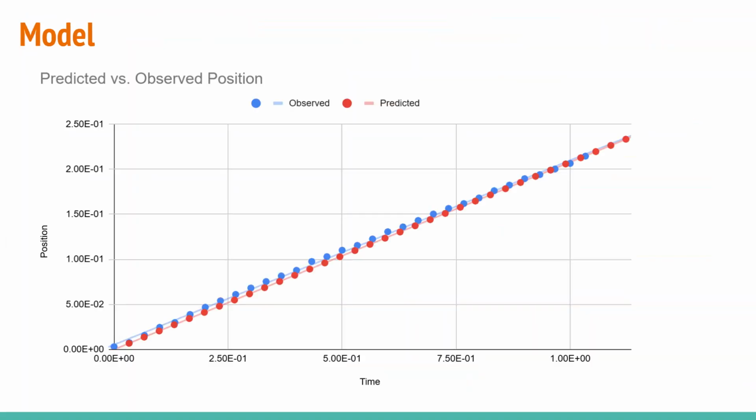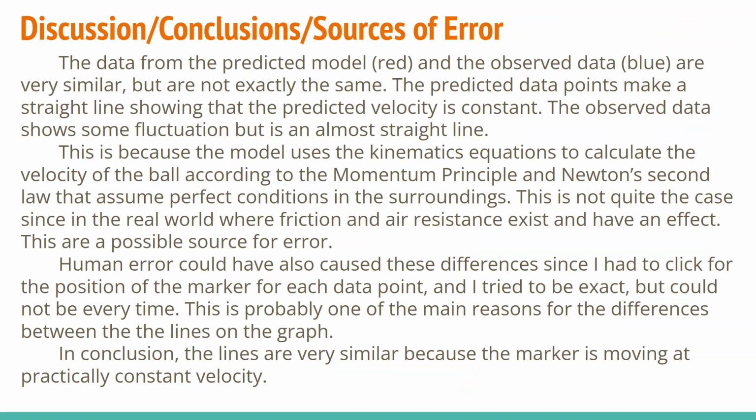Here's the model that I made of predicted versus observed position. These lines are very similar, which shows us that it's constant velocity. The data from the predicted model, red, and the observed data, blue, are very similar, but are not exactly the same. Predicted data points make a straight line, showing that the predicted velocity is constant. The observed data shows some fluctuation, but it's almost a straight line.